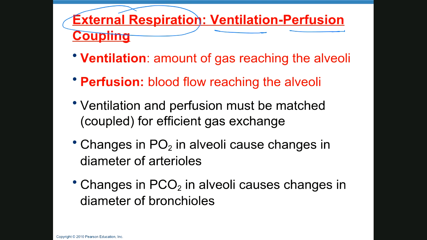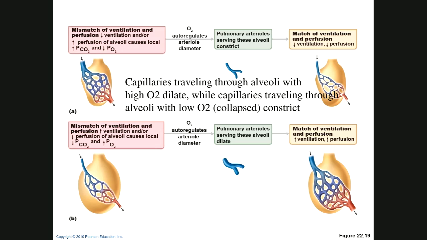If one of those two is not happening, we cannot have external respiration. So if ventilation is compromised, it doesn't matter how much blood reaches the lungs, you're not going to oxygenate the blood. If ventilation is happening, but blood is not getting into the lungs, then you're not going to get oxygen into the lungs. Okay, so that makes sense.